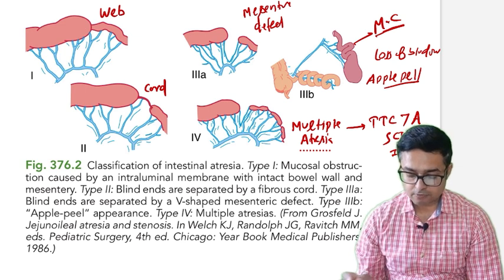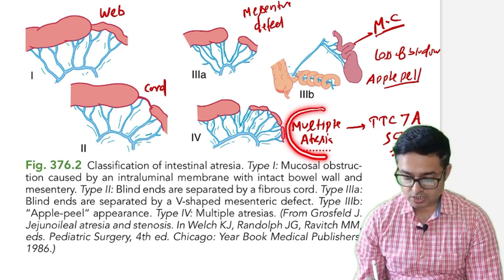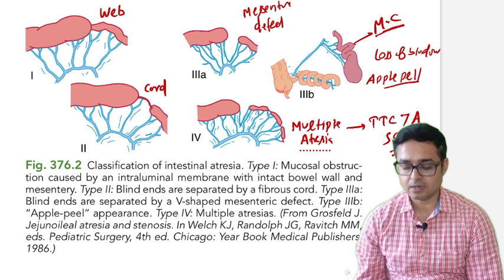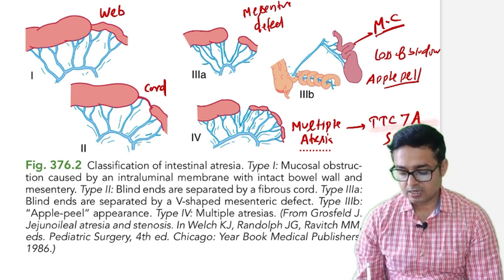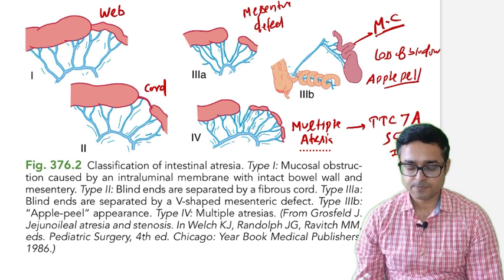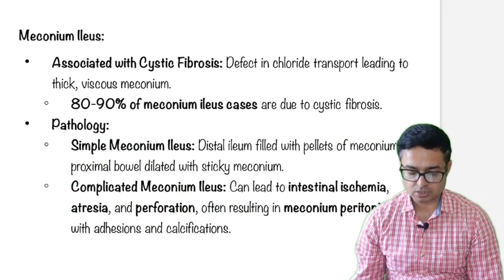In type 4 of this atresia, multiple atresias are seen, as we discussed earlier. This is associated with the TTC7A gene and SCID immunodeficiency. So this is the important classification.